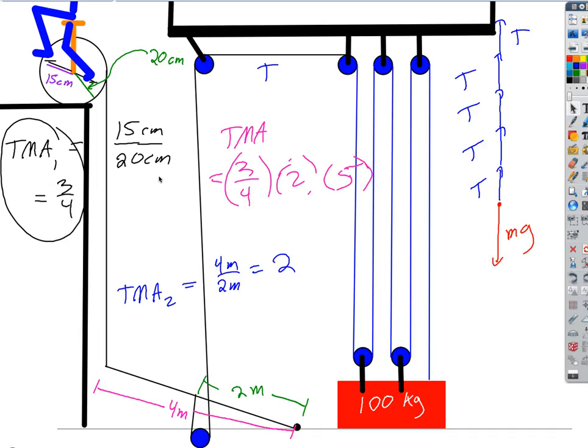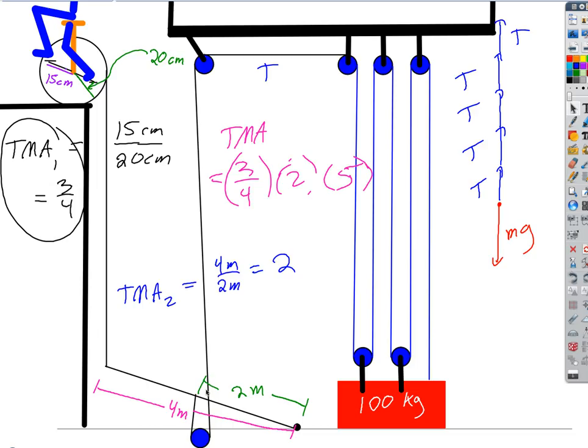So what's the theoretical mechanical advantage of the first part? Well, it's just going to be the ratio of the input distance divided by output distance, so it's 15 over 20, right? 3/4. Agreed? Okay, what about down here?